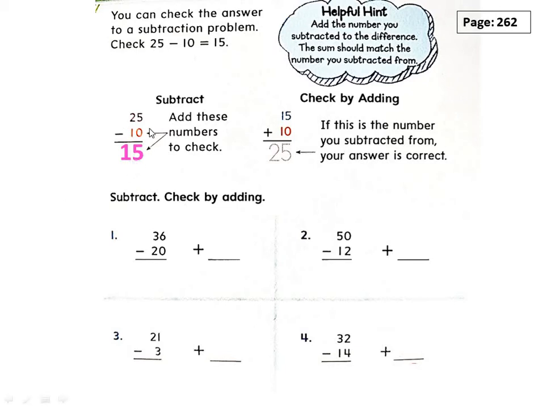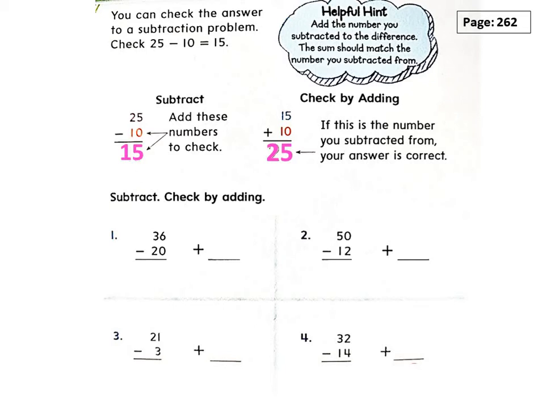We add the two smallest numbers to get the largest number. So we will add 15 plus 10. Let's add them. 5 plus 0 equals 5 and 1 plus 1 equals 2. So the sum is 25. We get the same as the whole here. It's 25. Interesting. So we know that our answer here is correct. The difference between 25 and 10 is 15.